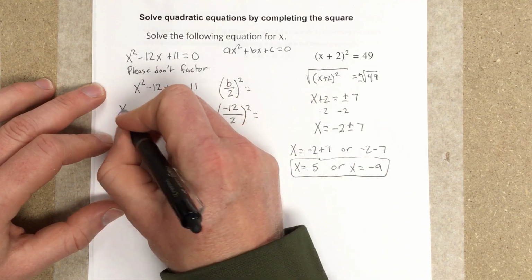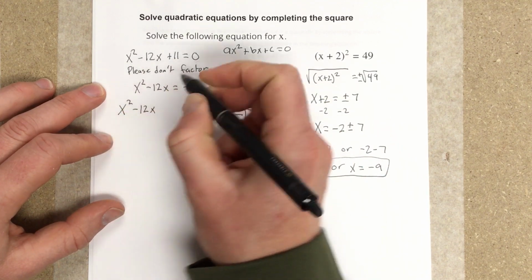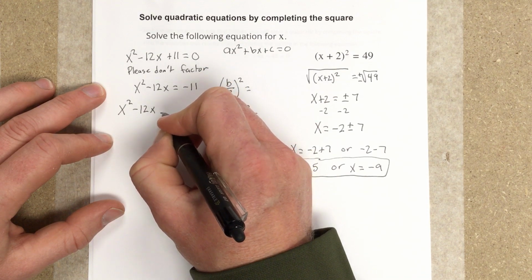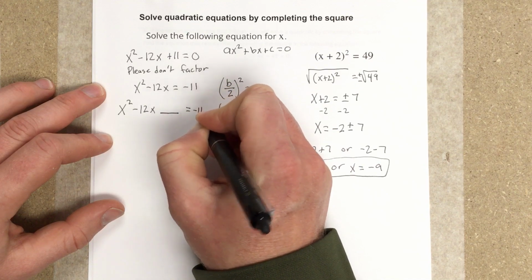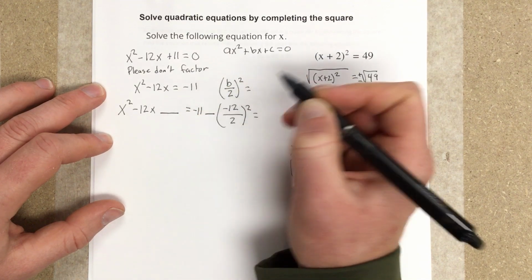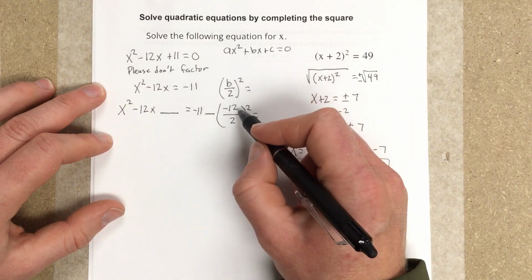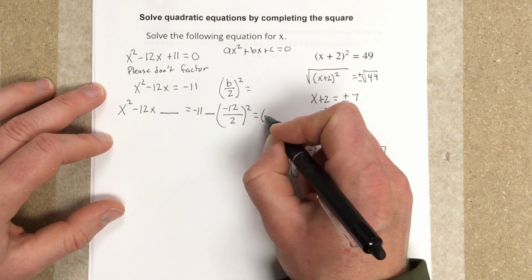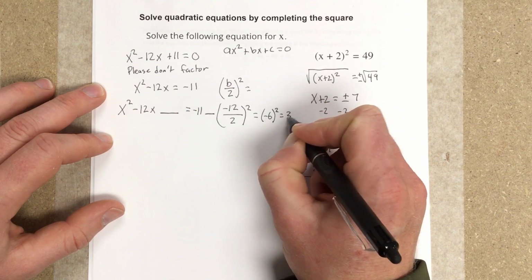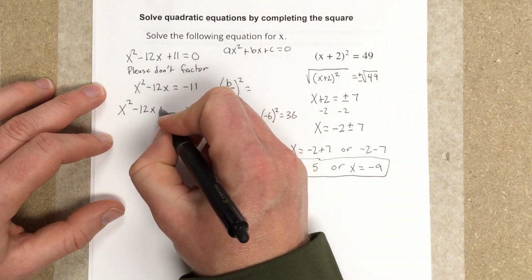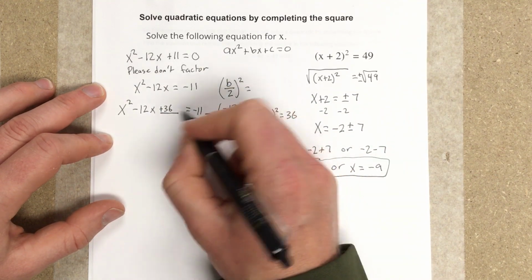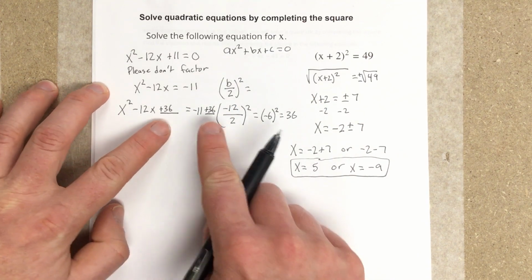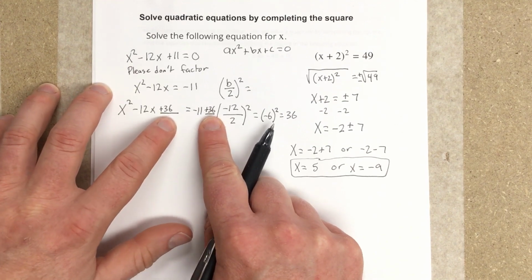I showed this in Unit 1 by putting a blank here, equals negative 11, and then a blank here. So I'm going to fill the blank in with whatever number I get. Negative 12 divided by 2 is negative 6, squared, which is 36. So I'm going to add in 36 here. And if I add 36 to this side, I also have to do it here, so I can keep the equation balanced. I'm not changing the equation because I'm adding 36 to both sides.